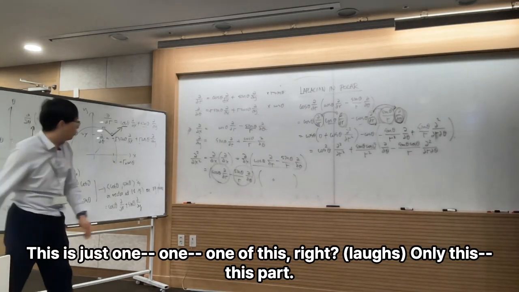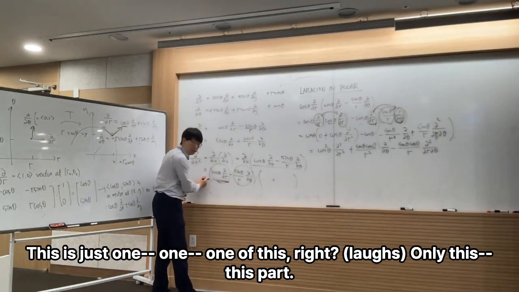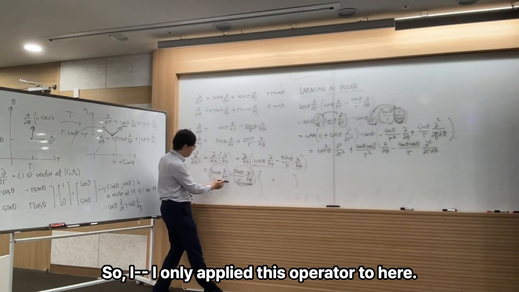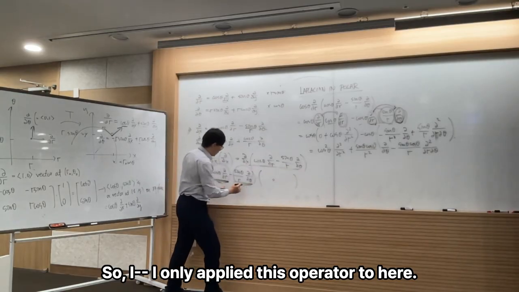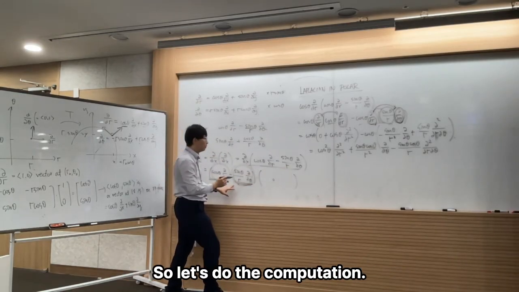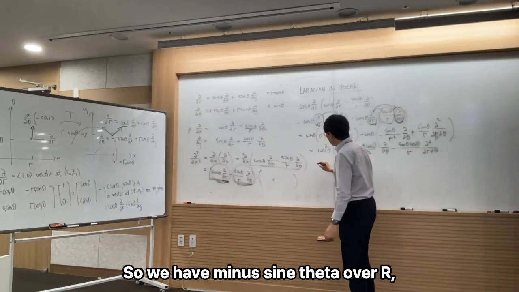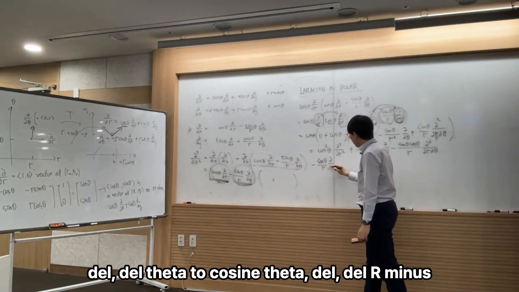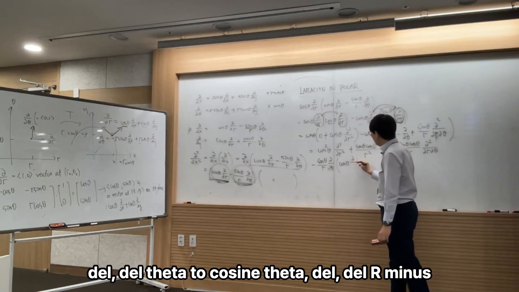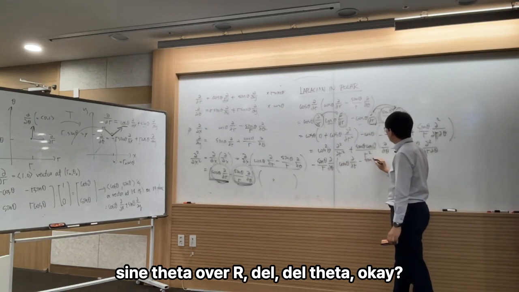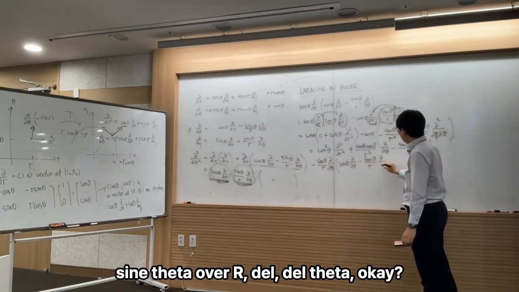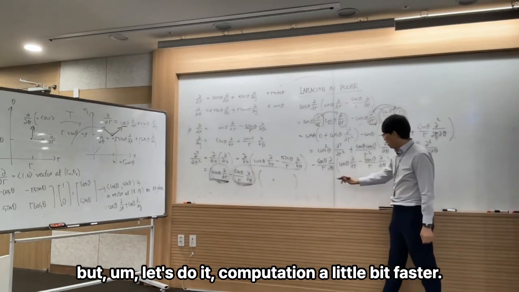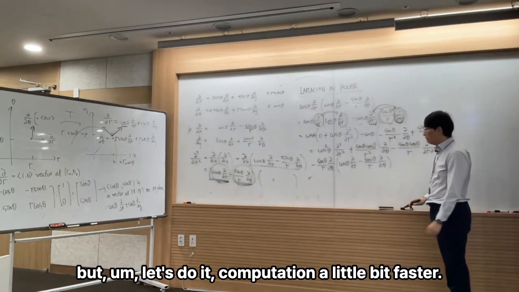This is just one of these, right? I only did this part, so I need to do the other. I only applied this operator to here, and I need to think about this operator. So let's do the computation. We have minus sine θ over r ∂/∂θ applied to cosine θ ∂/∂r minus sine θ over r ∂/∂θ. Now I know that you're not ready, but let's do the computation a little bit faster.